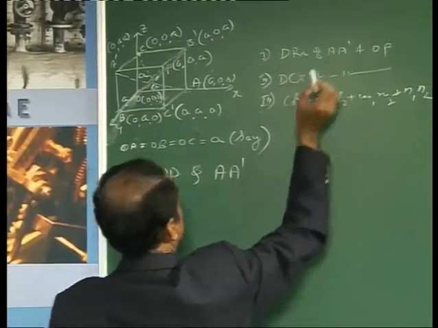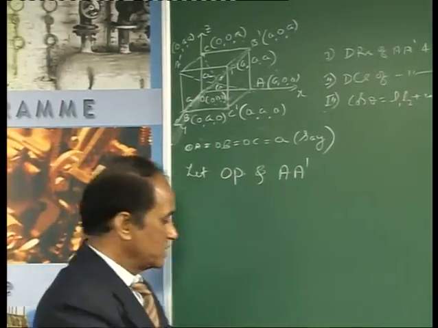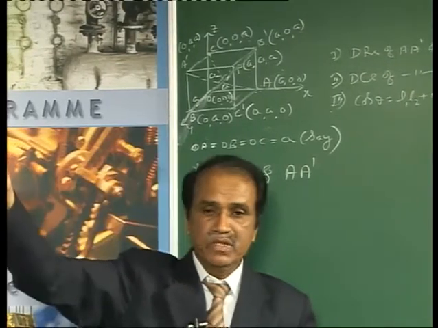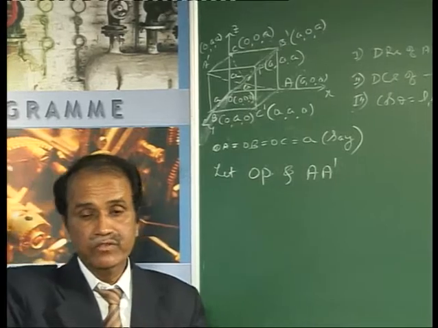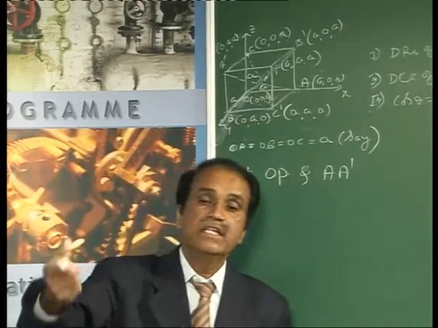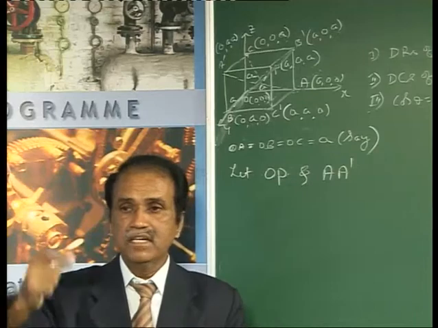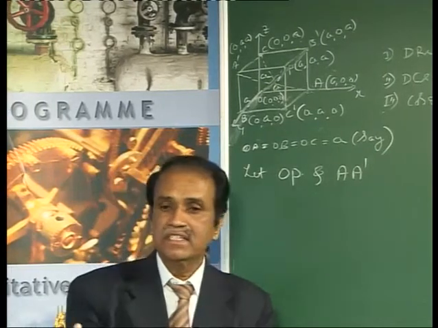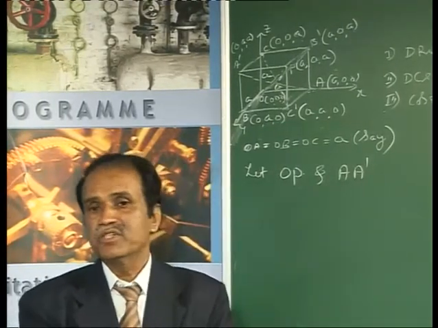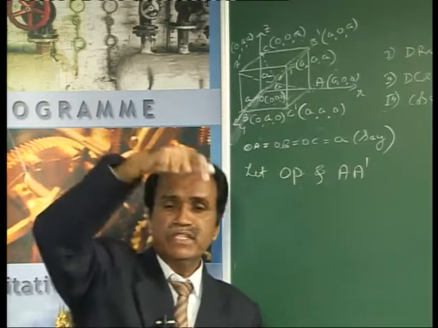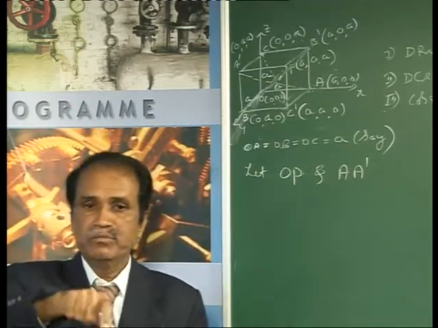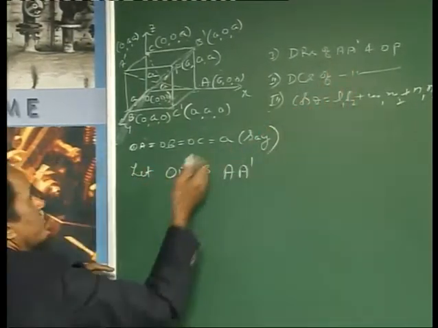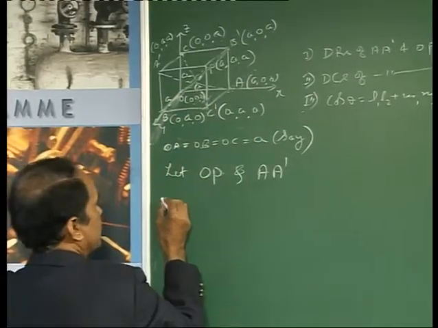Direction cosines of A dash. As you know, for any straight line passing through two given points, x1, y1, z1 and x2, y2, z2, the direction ratios are the differences between the corresponding coordinates, just like the distance formula terms you are going to use. Next point minus previous point, A dash minus A. That is the first line, the first diagonal.